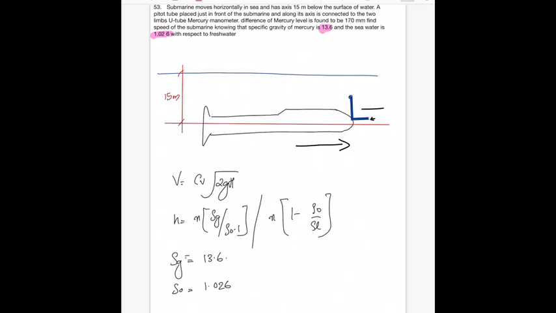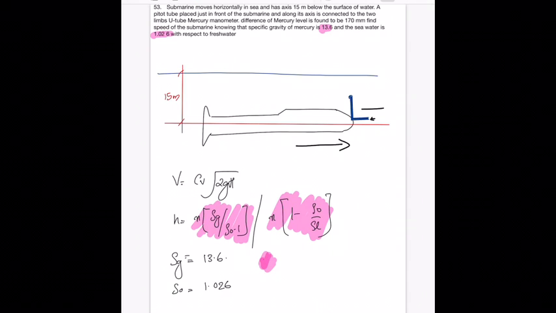So what you have to remember is that the velocity given by the pitot tube is actually the velocity of the submarine. The seawater is static and the submarine is moving, and the pitot tube is attached to the submarine. So the velocity that the pitot tube gives is actually the velocity of the submarine. That's the only thing that you need to remember. So we will have to use this equation, because if you use the other equation, the value of H will be negative.